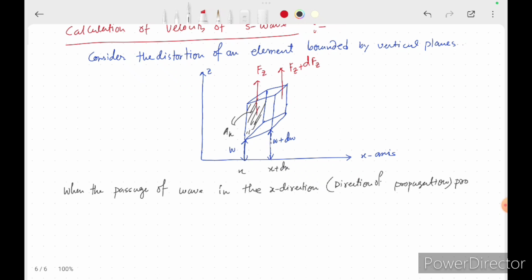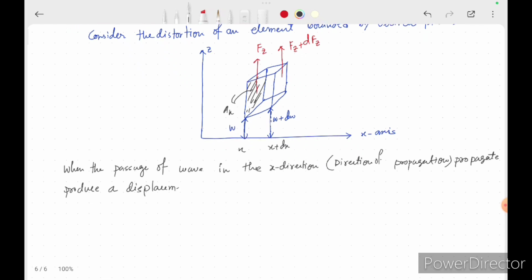it propagates and produces a displacement W and a force, obviously a force along the vertical direction Fz in the z direction, okay, in the z direction, right? At the position x.